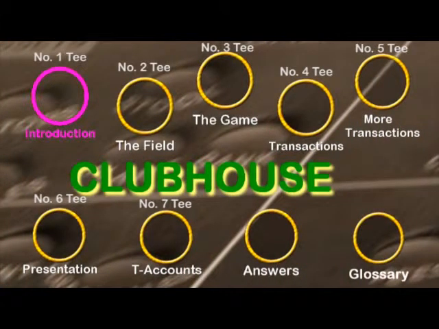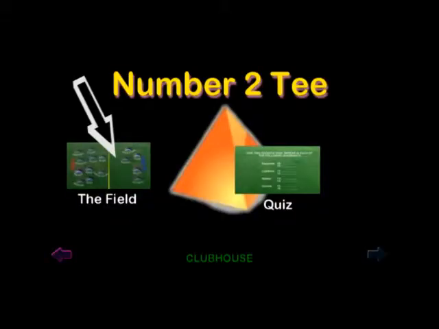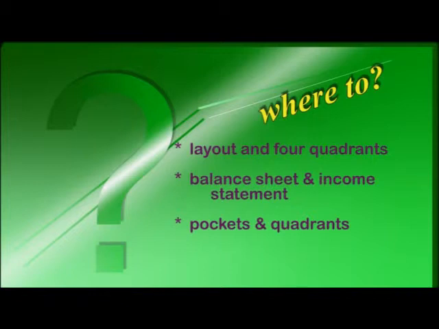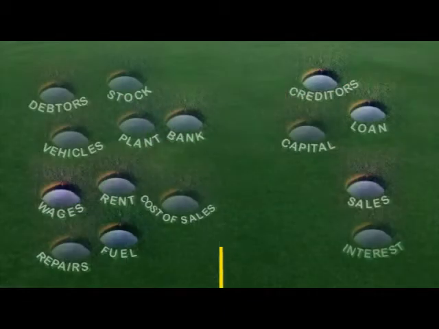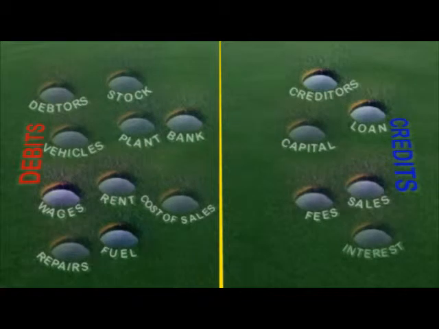Back to the clubhouse, and let's now select tee number 2, the field. From this tee, you will investigate the field's layout and the 4 quadrants it is divided into. You will be introduced to the concept of an income statement and balance sheet, and how the various pockets fit into each quadrant. As with any playing field, there is a center line. To the left we have the debit players, and to the right the credits.